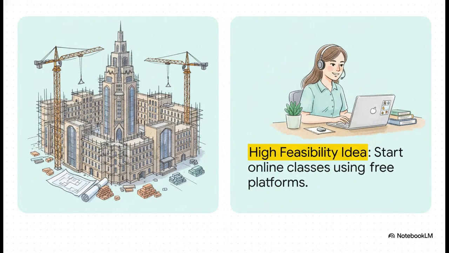Here's a great contrast to make it super clear. On one hand, building a whole new university from the ground up in a year, that's an idea with incredibly low feasibility for most of us, right? But on the other hand, starting some online classes using free platforms that already exist, like Zoom or YouTube, that's highly feasible. You could start that almost immediately.